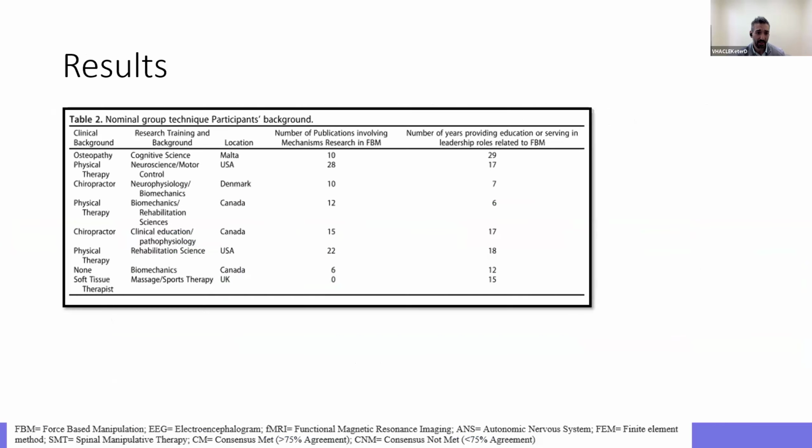So what did we end up finding? Well, participant-wise, we ended up with 8 individuals. We ended up with a really nice group here, an international representation across osteopathy, chiropractic, physical therapy, and soft tissue provider, and even a biomechanist was able to participate. So we had a really nice group of individuals here.